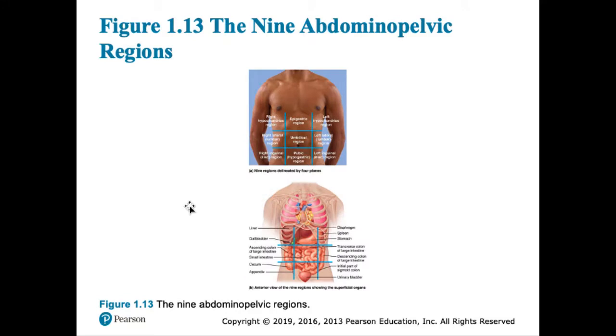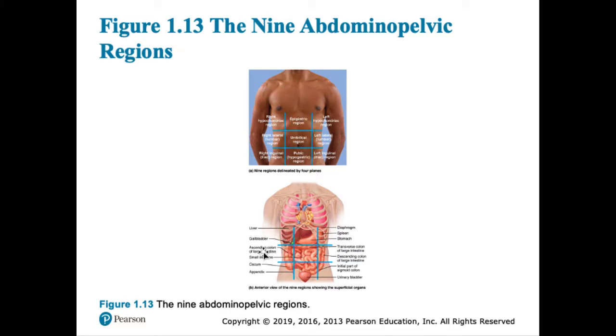Within these abdominopelvic quadrants, we also have these abdominopelvic regions, and there's 9 of those. You can see that here. We have epigastric regions and umbilical regions and pubic regions. So you can see these 9 different regions here. In each of those 9 different regions, we have certain components.